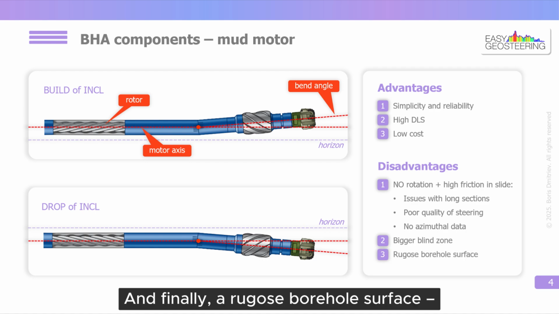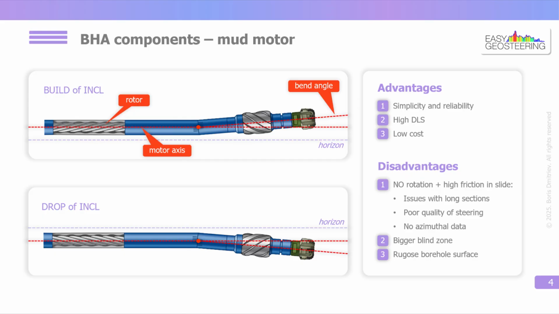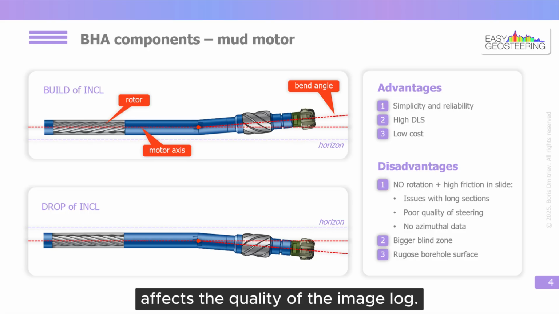And finally, here goes borehole surface. When drilling in rotary mode, the bent sub rotates along the entire circle of the tool axis, creating an enlarged diameter. This can also result in spiralization of the wellbore surface, which for example affects the quality of the image log.